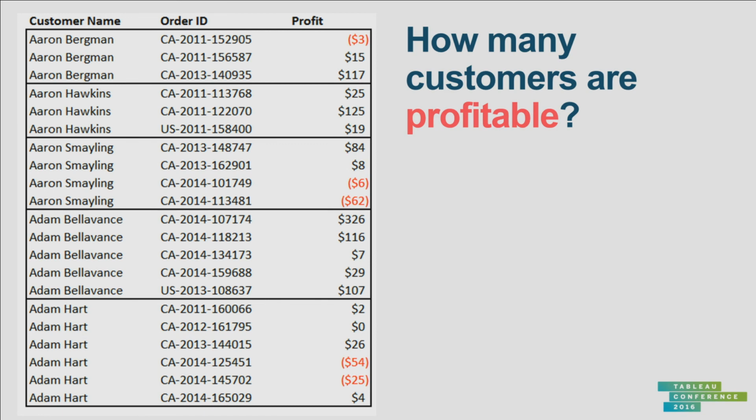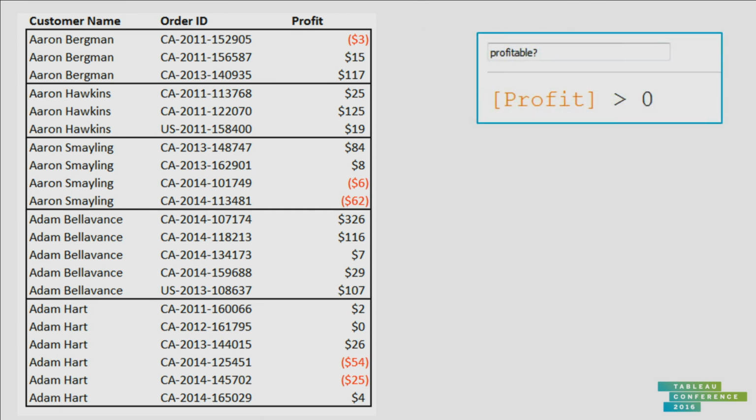This is a very simplified table. I have 5 customers. 4 of them are profitable. Each of them has purchased multiple times, and each order ID corresponds to either a negative or a positive profit. So I can set up a calculation to easily check if something is profitable or not.